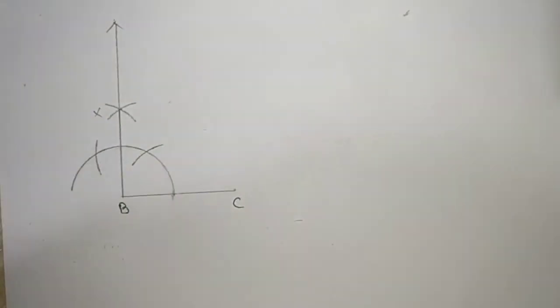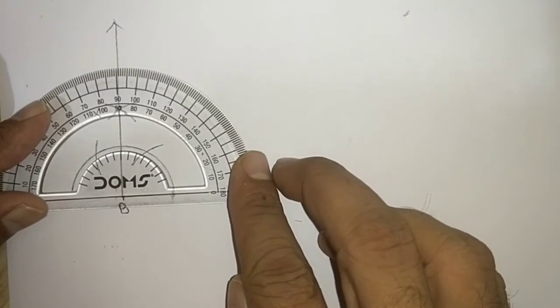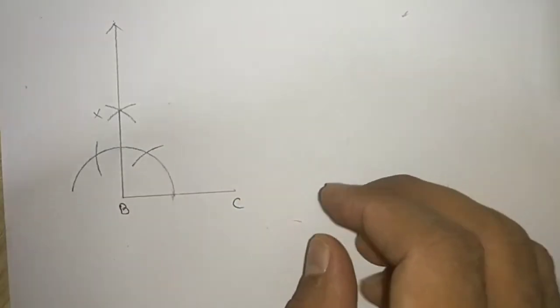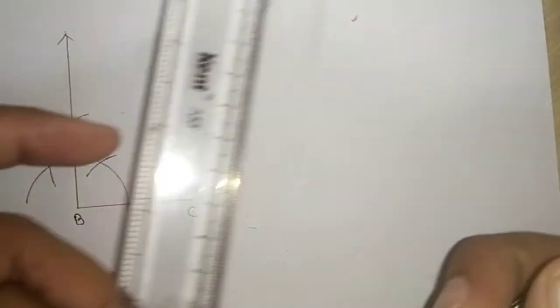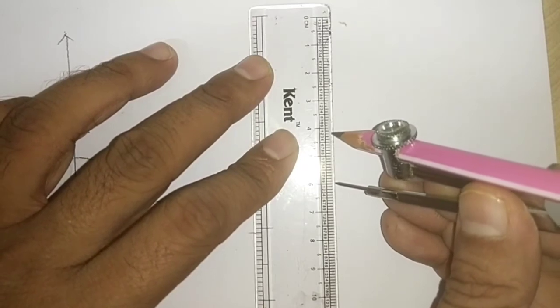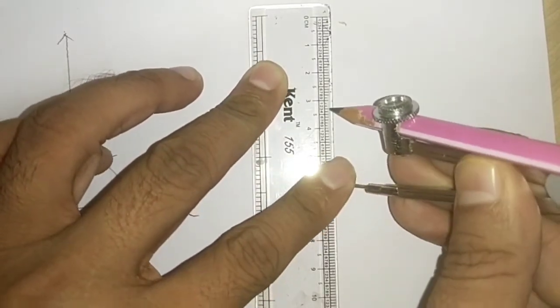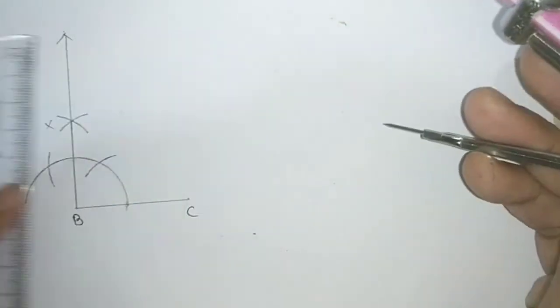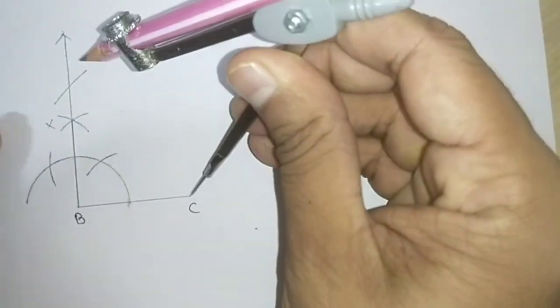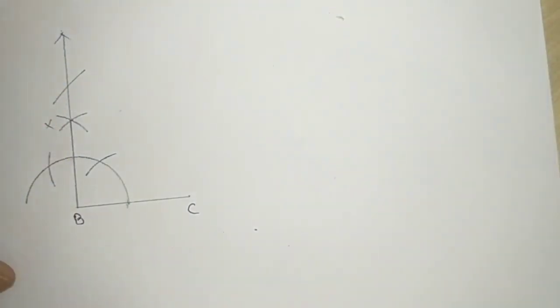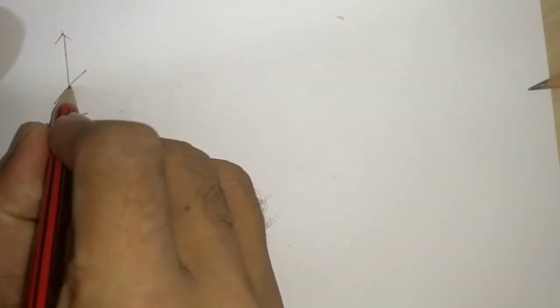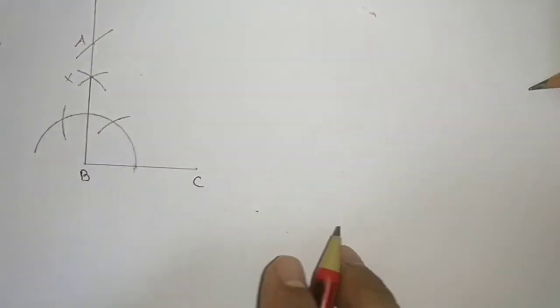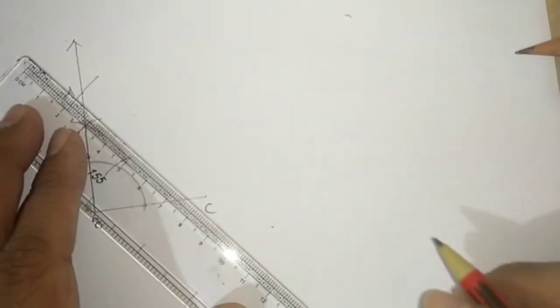And measure it with protractor and see if we have got 90 degree perfectly. Yes. Now open the compass and take measurement of 6 centimeter. Place the needle on C and cut one arc on BX. Name that point of intersection as A and join A to C.